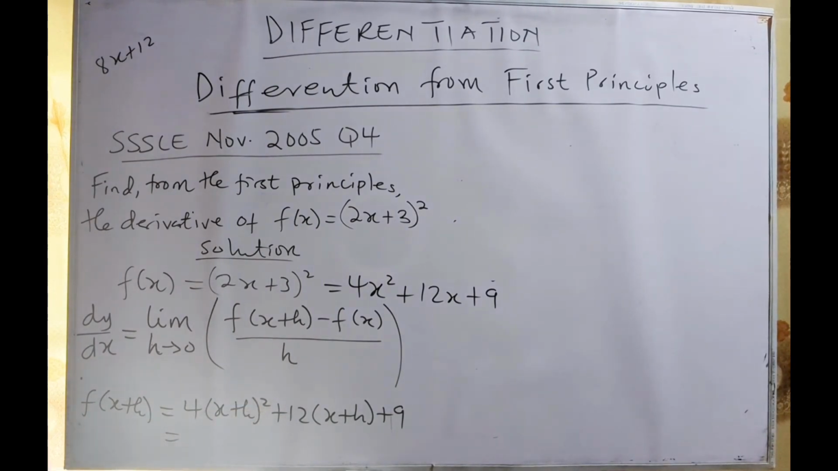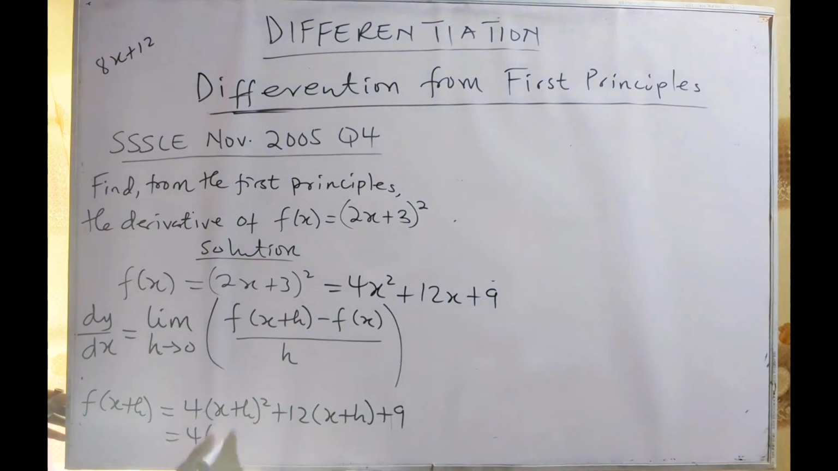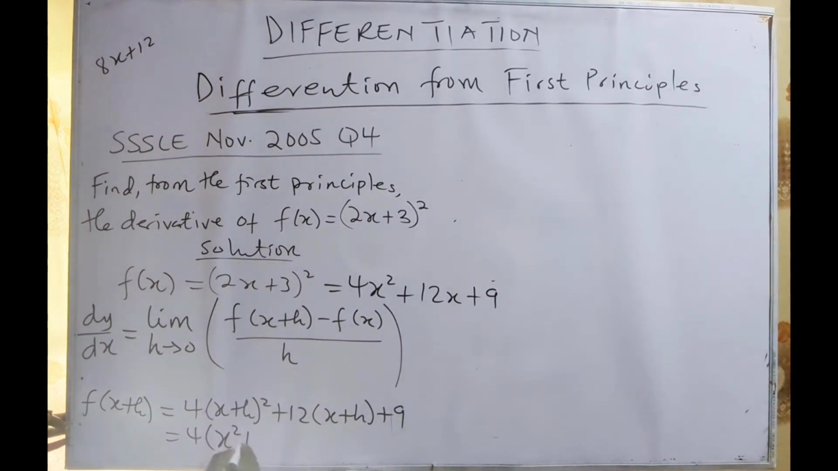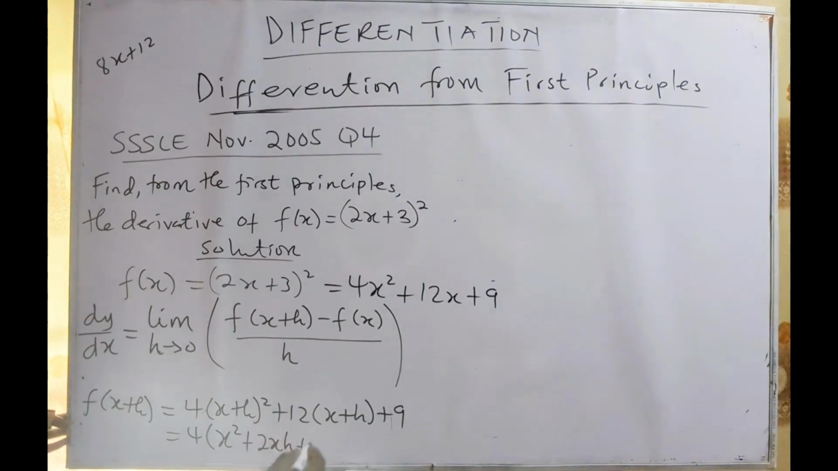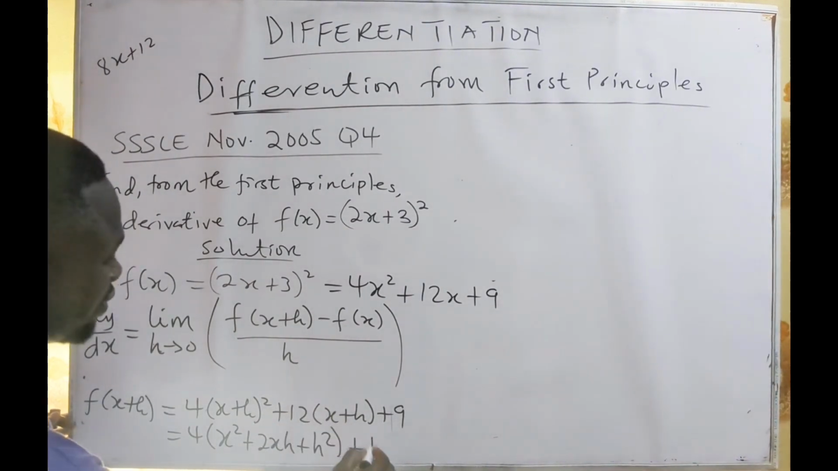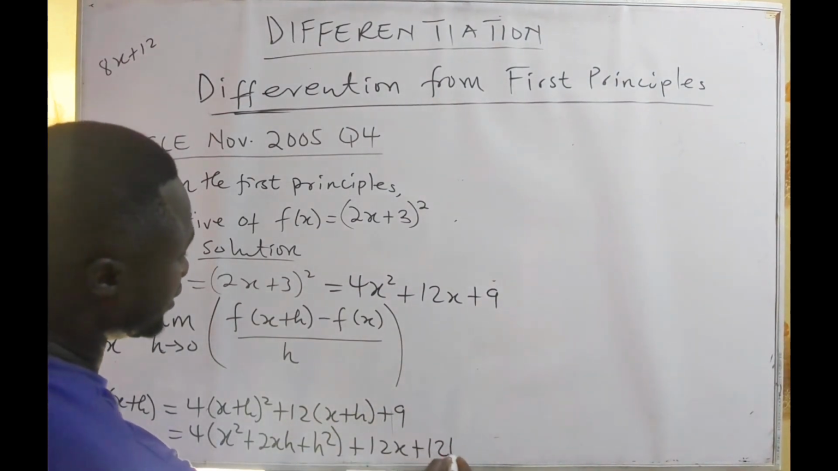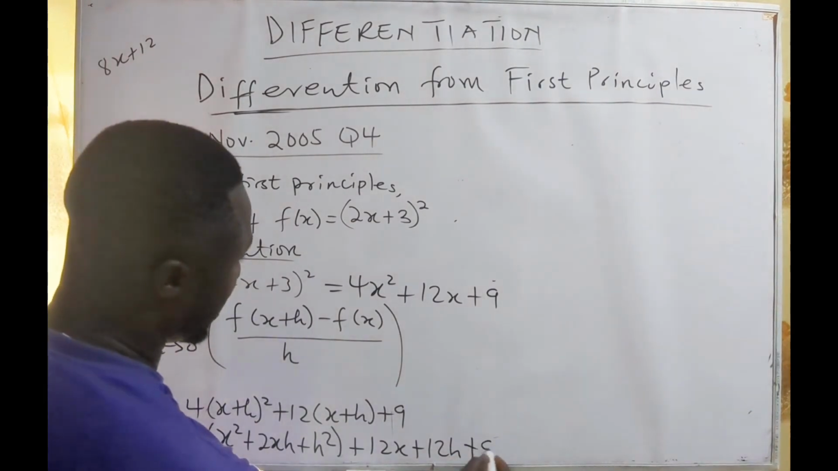Okay, so we have an expansion here to do. Let's work with the square, and after that we multiply by the 4. So x squared gives us x squared, then x times h times 2 gives us plus 2xh. Then we have h squared, you square the h, then you close your bracket. Plus 12 times x gives us 12x, then 12 times h gives us 12h, plus 9.